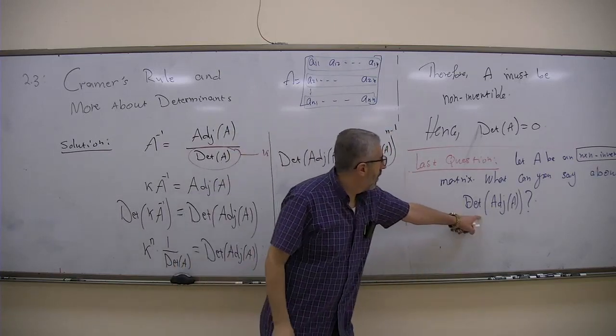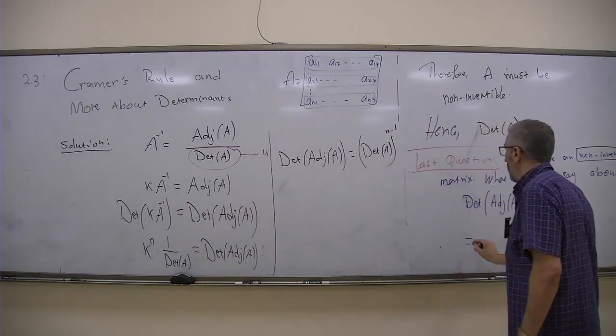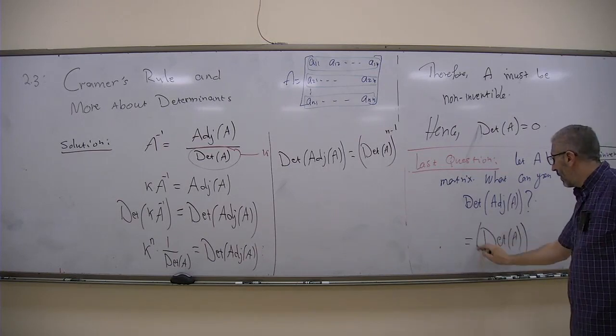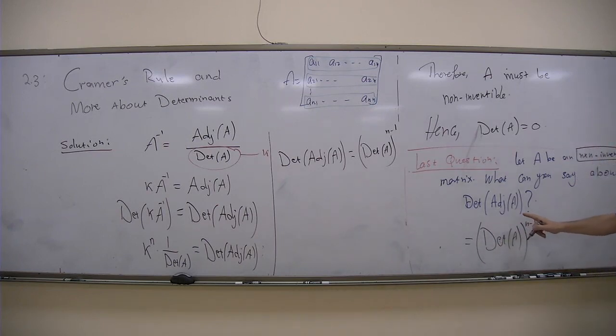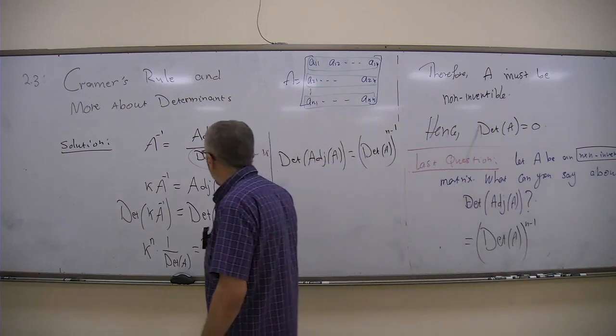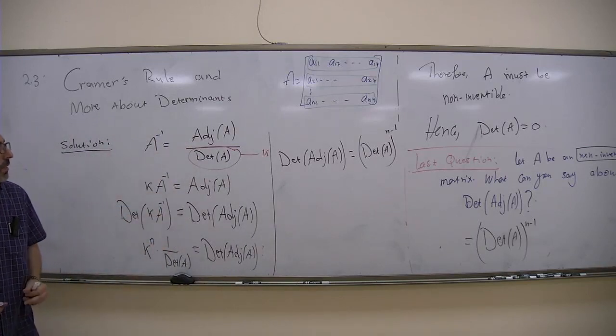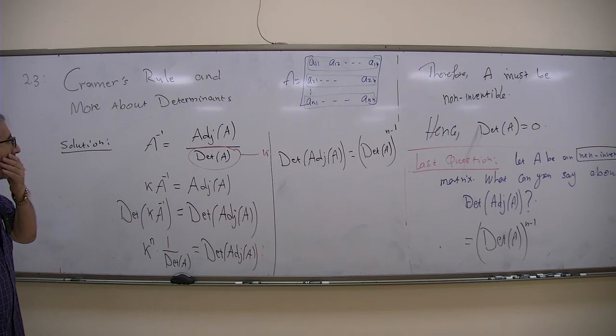So this is the relationship between the determinant of the adjoint and the determinant of A. That's interesting. That is not easy to see right away, okay? But if you use this, it is very simple, very straightforward, okay? Now, of course, if A is not invertible, we cannot use this.